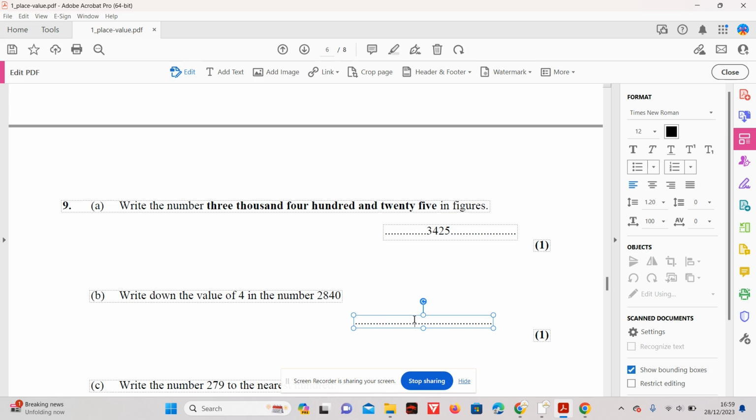And then write down the value of the 4 in the number 2,840. So for this one, if you say the number 2,840, you're saying the number 40 when you're saying that. So you just type the number 40. Job done.